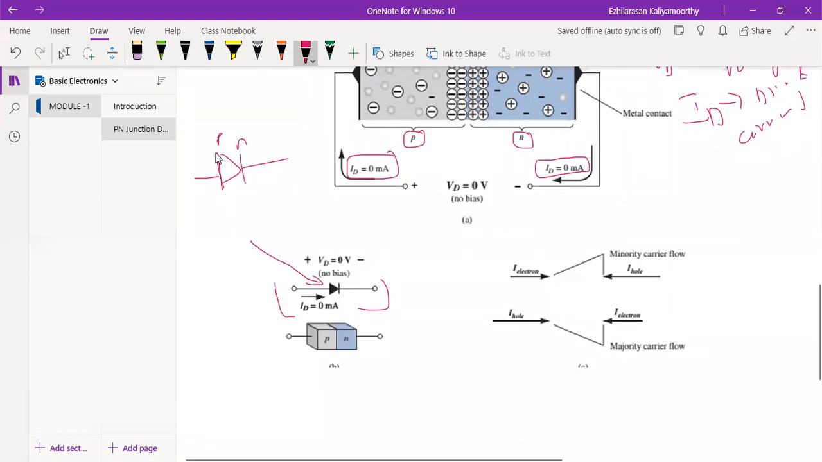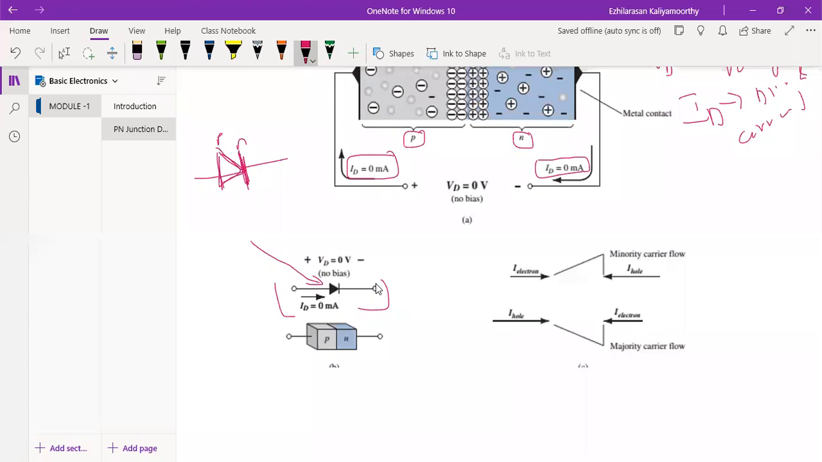This P indicates what? It's an arrow mark. See, it's an arrow mark. This is actually a barrier. This is the barrier. So this is the movement of current here, and barrier means it will stop the current. That is the indication of this symbol.